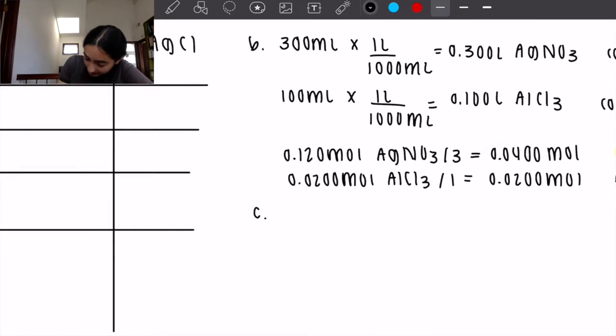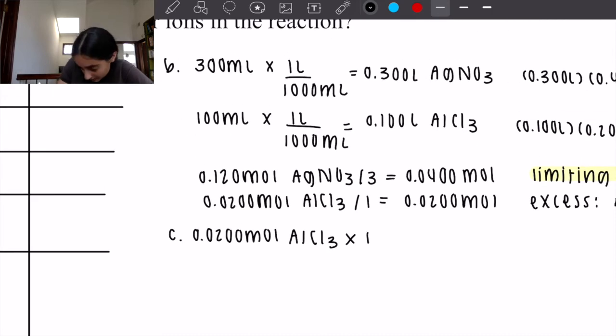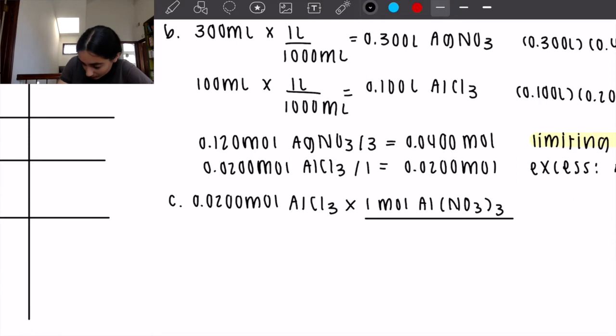So if I have 0.0200 moles AlCl3, I'm first going to do AlNO3. There's 1 mole of AlNO3 per 1 mole of AlCl3. And then this is something I forgot to do.